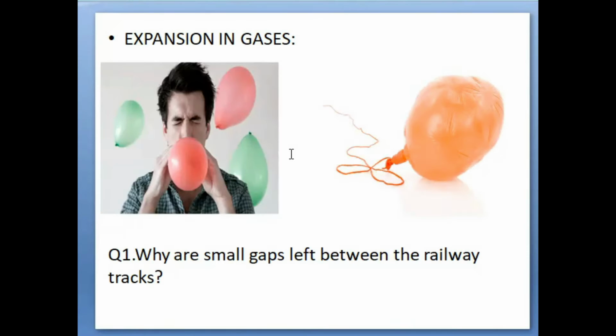What happens is, after an hour, when you go and take out the balloon, you will see that the balloon shrinks due to contraction.